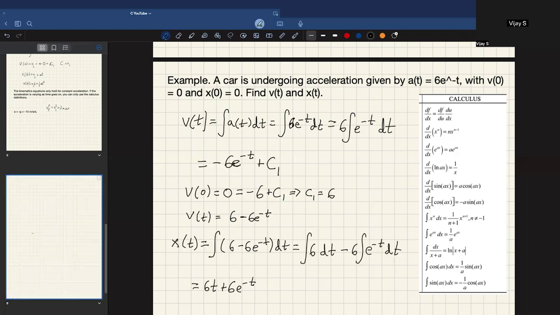Essentially, the negative sign we got from integrating our acceleration will go away because it cancels with the other negative sign that we have to pull down. Good. And then we have plus C2. All right, same deal. x of 0 is equal to 0.